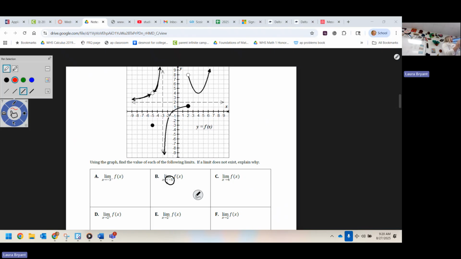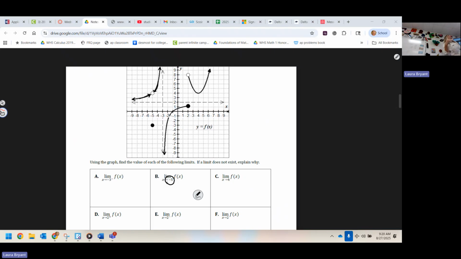And a hole in the graph is not a problem because we don't ever actually plug in -5. We're just approaching -5. So then I'm looking at the y-axis to see what y value am I approaching? What is the y value that I'm approaching as I get closer and closer? And so this answer is going to be 4.